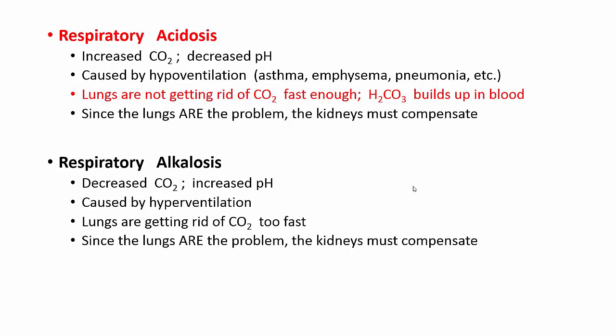Respiratory alkalosis is a decrease in CO2, which causes an increased pH. This is caused by hyperventilation. The lungs are getting rid of the CO2 too fast. Since the lungs are the problem, the kidney still must compensate.